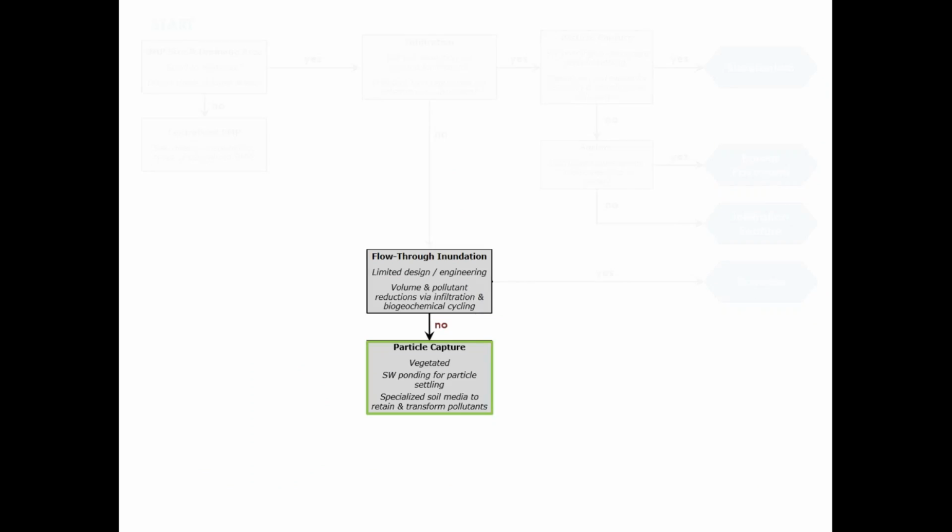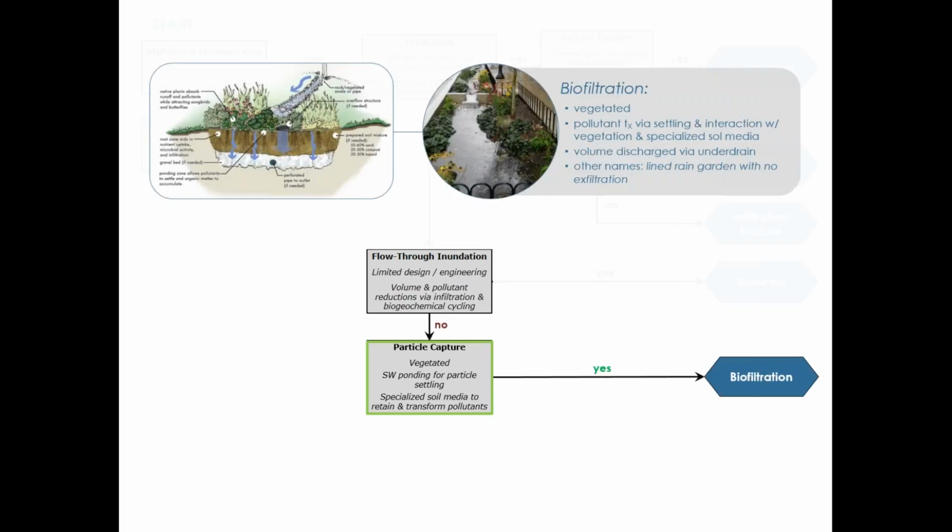For non-infiltrating structural BMPs, we next return to the question: does the BMP pond stormwater to encourage particle settling, and does it have specialized soil media to retain and transform pollutants? That is, are these BMPs designed to attenuate flows and allow for particle settling prior to releasing the storm event volume, and is there a specialized soil media to further encourage retention of particulate and dissolved pollutants within the BMP? If the answer is yes, you have a biofiltration BMP.